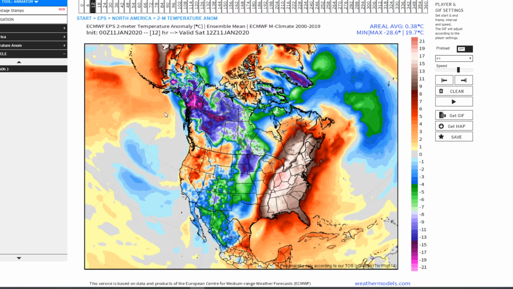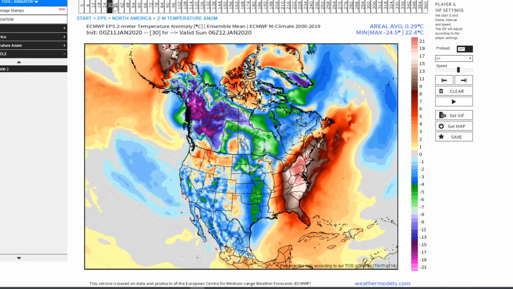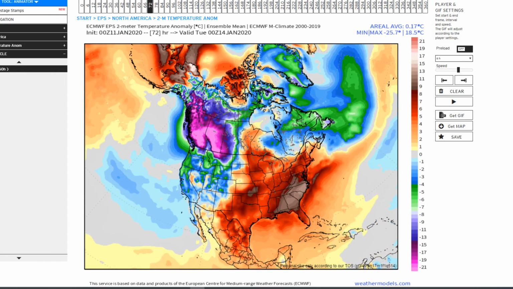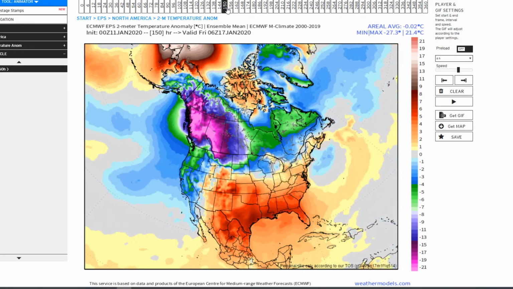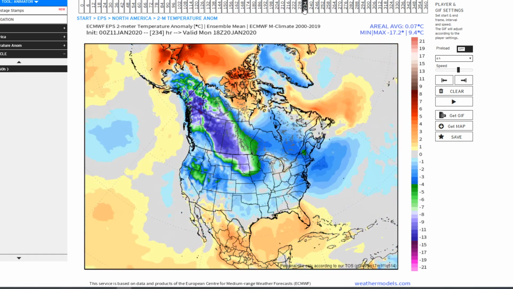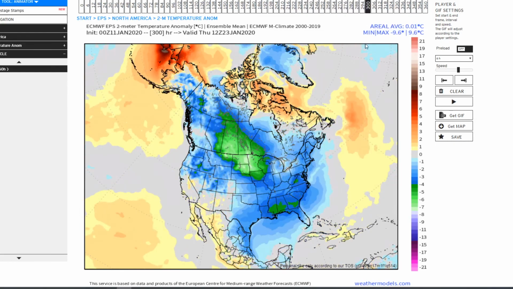Here are your temperature anomalies looking at the North America view, and you see we have very warm temperatures over the eastern United States so far. But as we continue this, you see this very, very cold air over parts of the western United States and the western Canada area, moving south into parts of the northern plains, and that's going to eventually track into parts of the eastern United States as well.